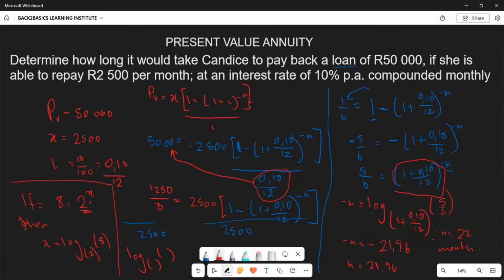And besides, this 0.96, after the 21st month, this remaining value will be calculated in the following month. So that's why we are saying the totality of months is going to be 22 months for Candace to settle this loan. So basically, this is what we do when we want to calculate the value of our n using the present value annuity.